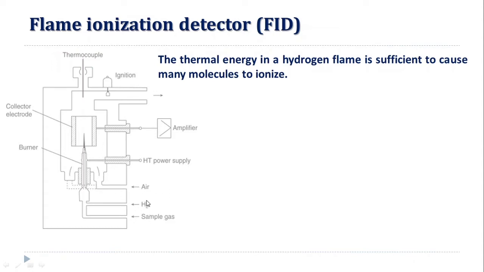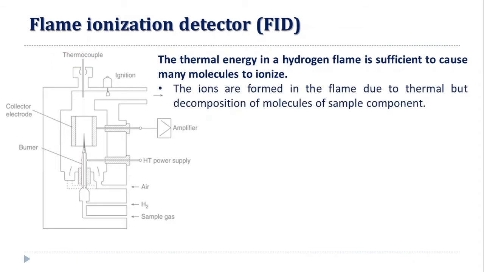Initially, the combustion of carrier gas, hydrogen and air produces very few ions, and essentially a constant signal is obtained. But when carbon-containing compounds as sample components, along with the carrier gas, enter the flame, large ionization of the sample molecules occurs, and there is a large increase in electrical conductivity. So here the ions are formed in the flame due to thermal decomposition of the molecules of the sample components.